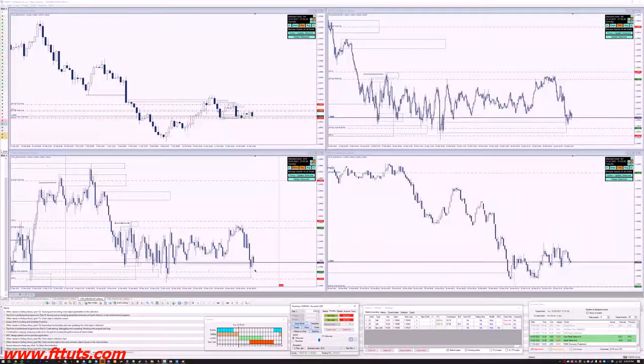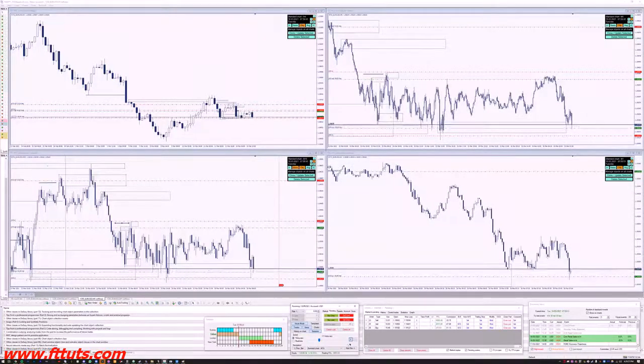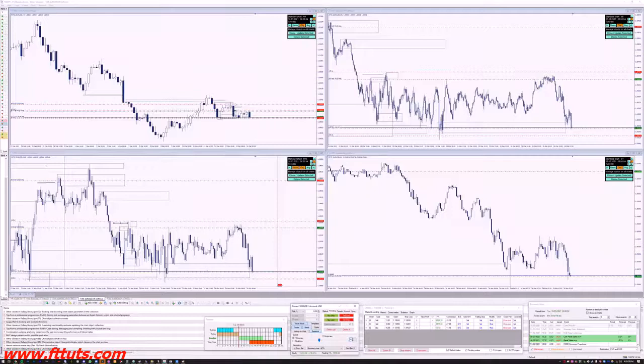I'm actually going to look to partial a little bit of your short there, McLovin, because the price is so rangy and I don't know what it's going to do next. Don't want to take chances on that. So we'll do this one. I'll just close like 30%.